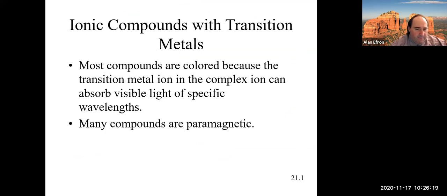Now, most compounds give a certain color because of the transition metal that's in that complex ion and how it can absorb visible light, where we see colors in that visible part of the spectrum, the ROY G. BIV. Many compounds are paramagnetic. That means paramagnetic is unpaired electrons, right? So single unpaired electrons are a lot of those guys. Diamagnetic is where they're basically paired off, those electrons.